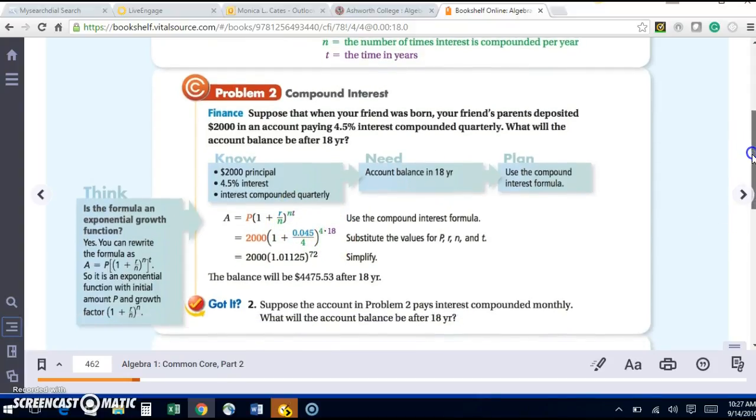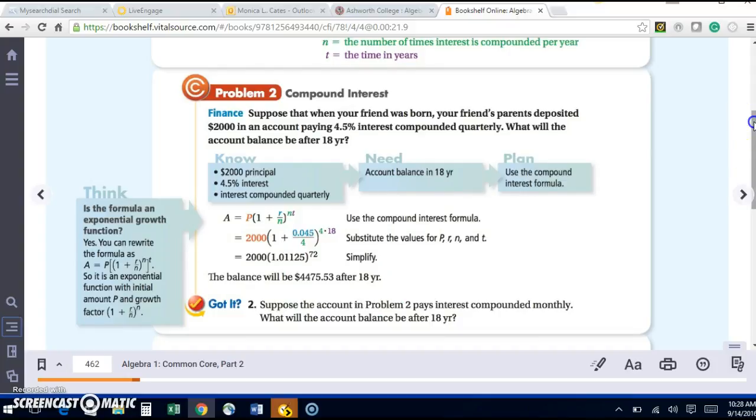All right. So when I evaluate this, 1 plus 0.045 divided by 4 is 1.01125, and 4 times 18 is 72. So I'm going to raise this to the 72nd power, and then whatever I get, I multiply by 2,000, and I see that the balance would be $4,475.53 after 18 years. Not a bad amount when you don't have to do anything.